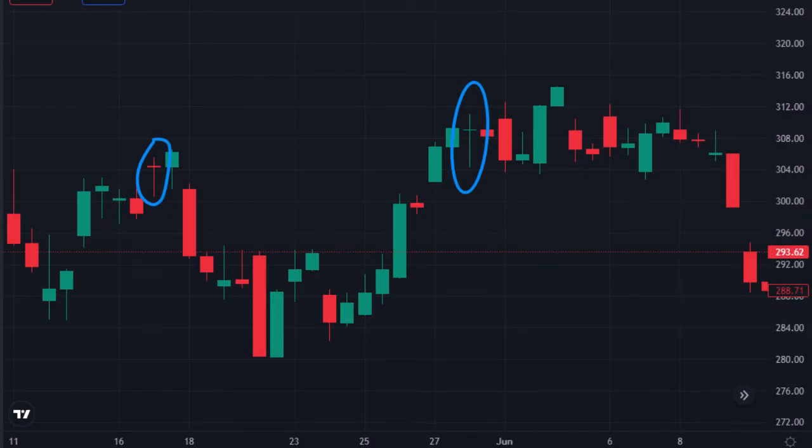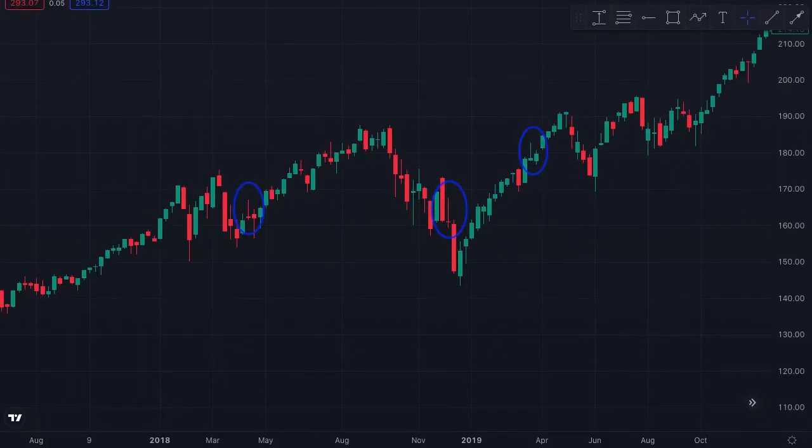You can see after the Dragonfly Doji was formed, the next candle which follows it was a bullish candlestick, and after the Gravestone Doji was formed, the next candle that follows it was a bearish candle. Again, please do not place your trades on any Gravestone or Dragonfly Doji you see in the market so as not to be liquidated.